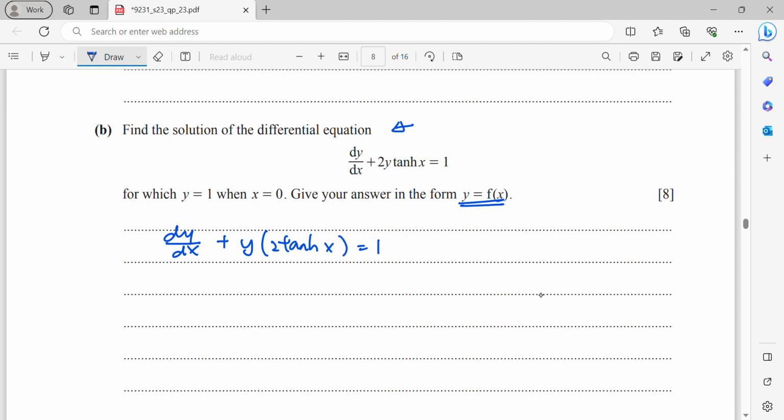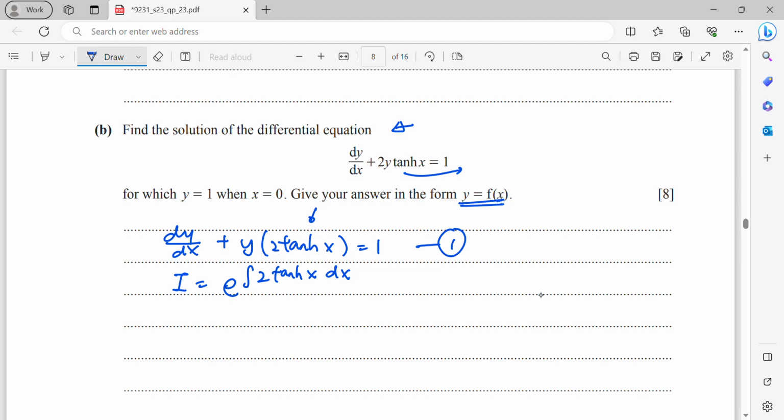Here I rearrange into this form because I'm going to use the integrating factor. You cannot apply separable variables here because when you move this term to the right side, you still have y and x. You cannot split the y and x completely. Once you have obtained this form, your integrating factor I is the exponential of the integral of 2 tanh x dx.